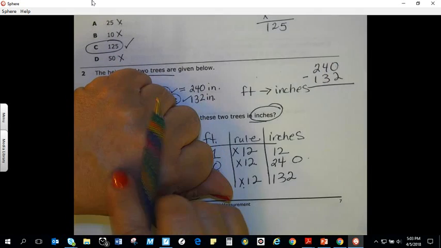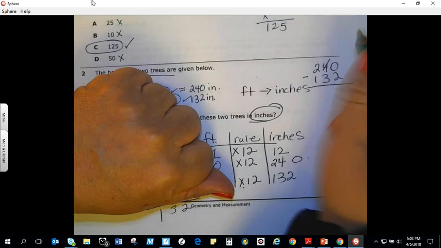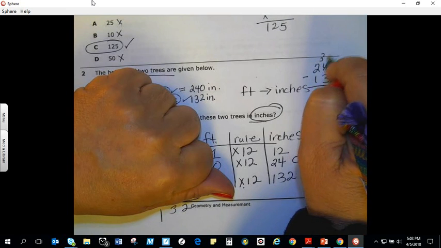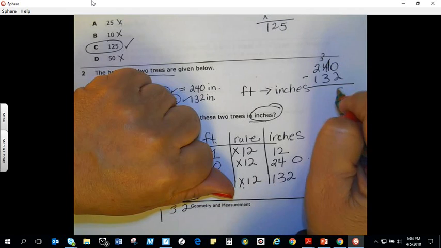So I have 0, and I can't take 2 out of that. So I know I have to go and regroup. I have to borrow from my neighbor. So 4 becomes a 3, and I'm going to carry my 10s over to the 1s, and now it becomes a 10. 10 minus 2 equals 8.